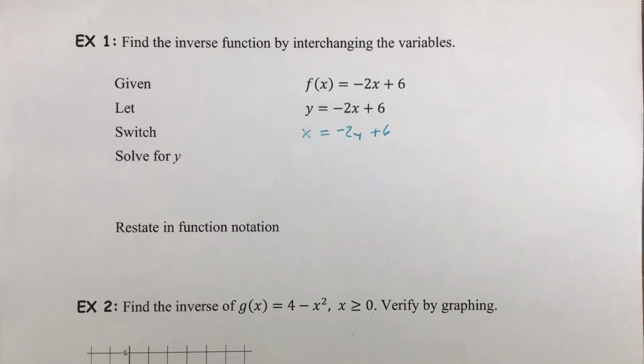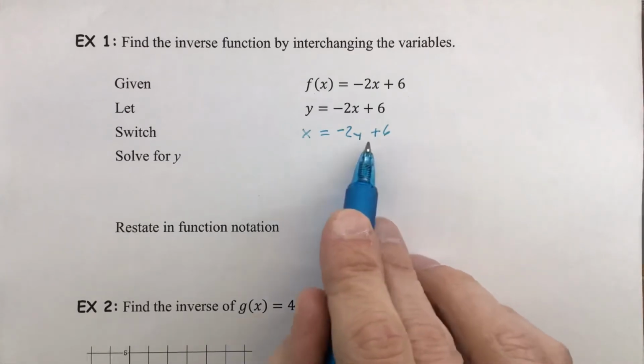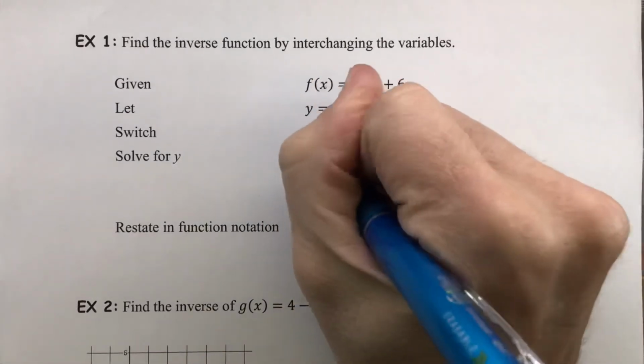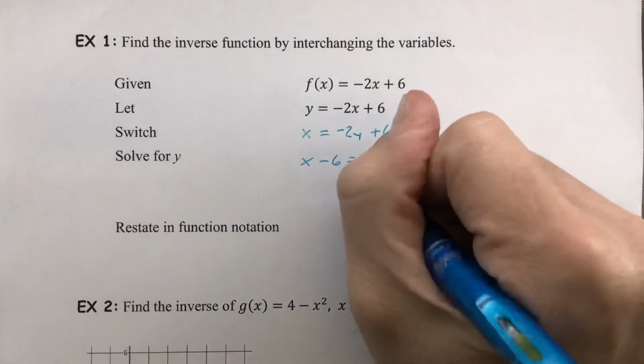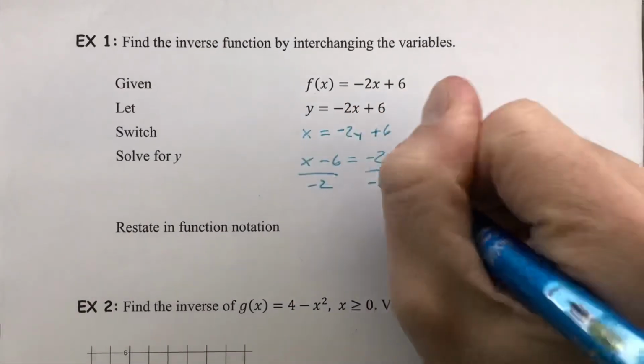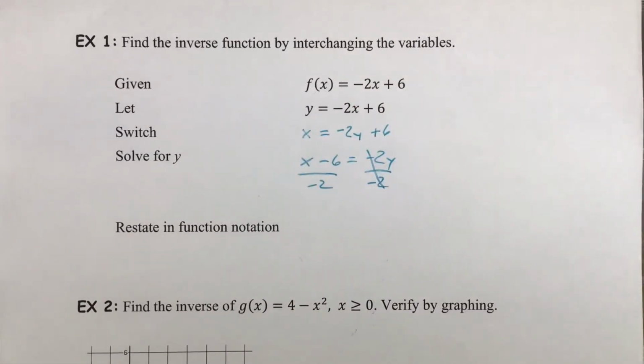All right, so all we're going to do next is solve for y, so that we can then get it into function notation. All right, to solve for y, we're going to start by subtracting 6. Okay, so we got x minus 6 is equal to negative 2y. We will then divide by negative 2. At this point, the y value is by itself.